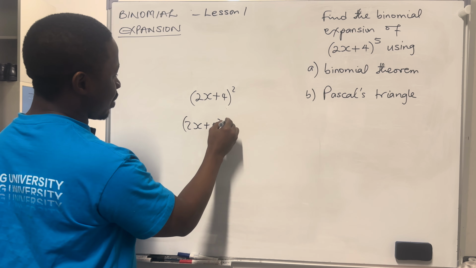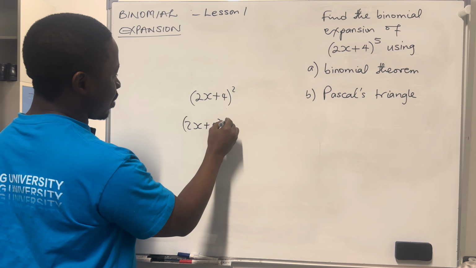Okay, so now let's see how we expand 2x plus 4 to the power 5 using the binomial theorem, using Pascal's triangle. Okay, so to start with, using the binomial theorem, we have 2x plus 4 to the power 5.